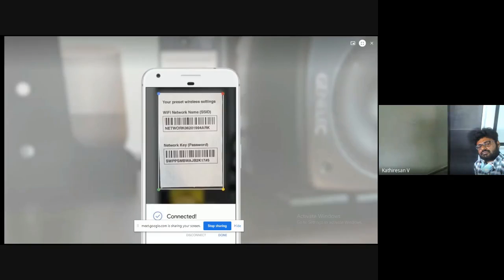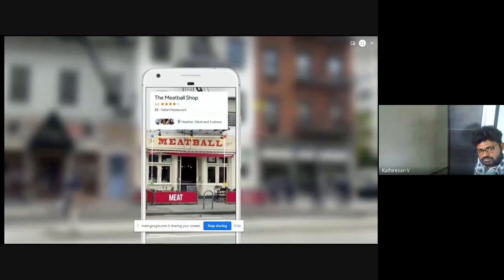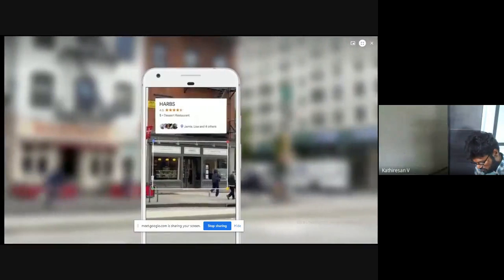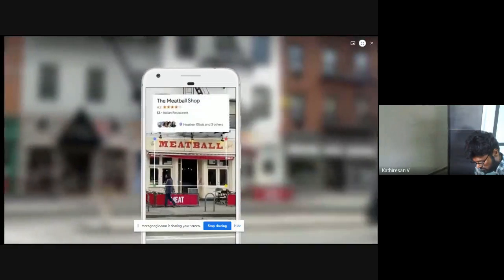Or if you're walking in a street downtown and you see a set of restaurants across, you can point your phone, because we know where you are and we have our knowledge graph and we know what you're looking at. We can give you the right information in a meaningful way.